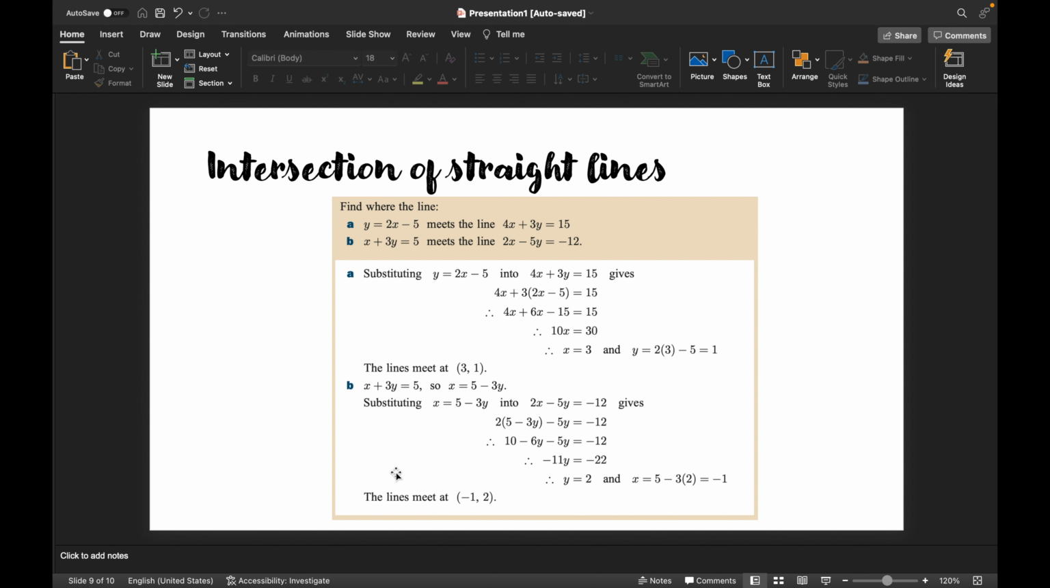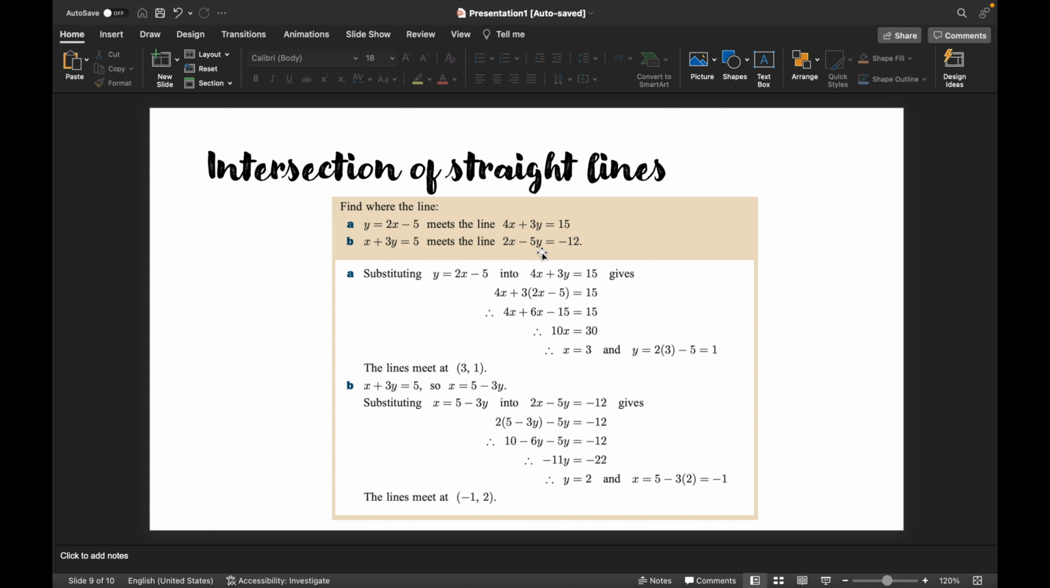This is very simple. And then they're doing the next question. Here they're making x the subject of the equation because it's pretty simple in this case. When they plug the value of x into the equation, they get this. Upon simplifying, they get negative 11y equals negative 22. Essentially, y equals 2. So when you plug y back into this equation, you get x equals negative 1. So the two lines intersect at (-1, 2).